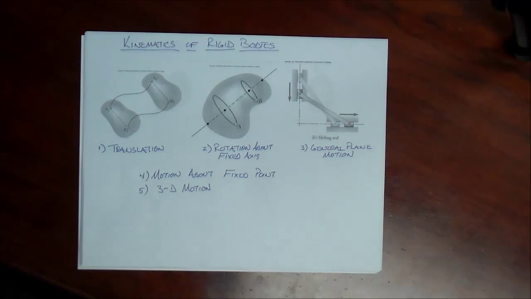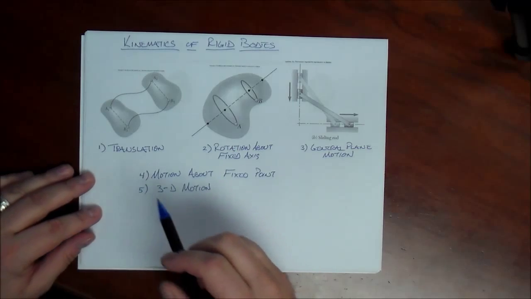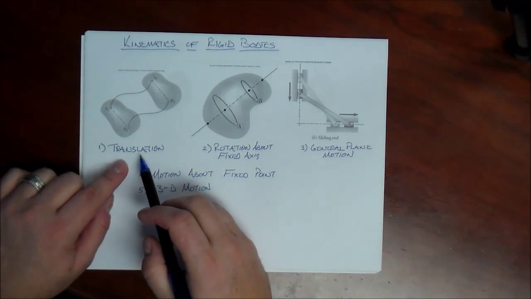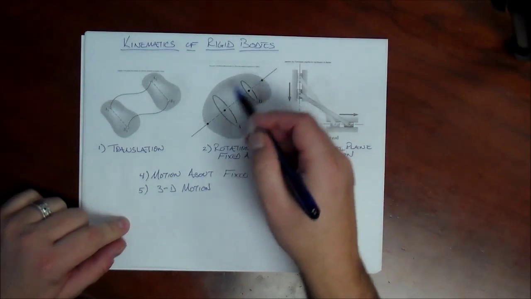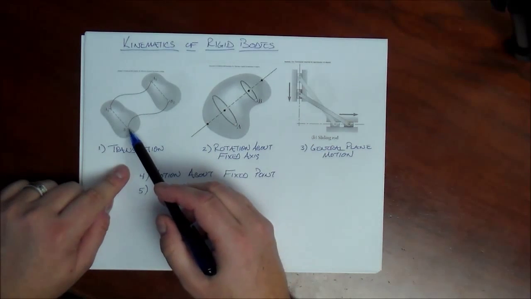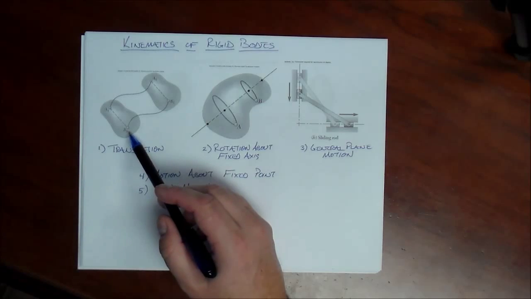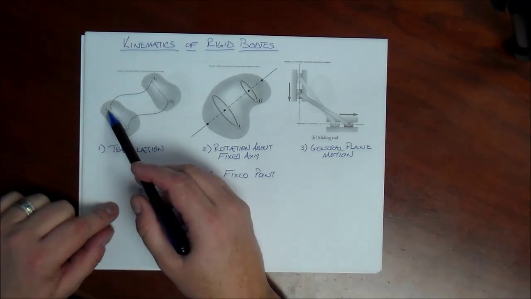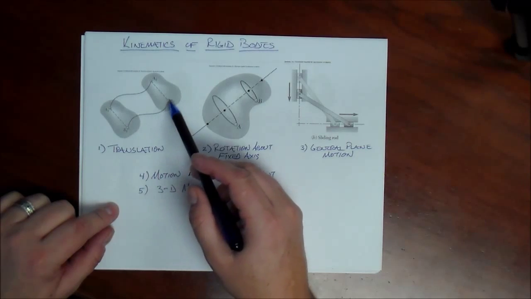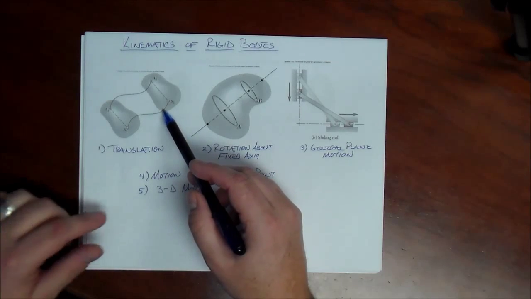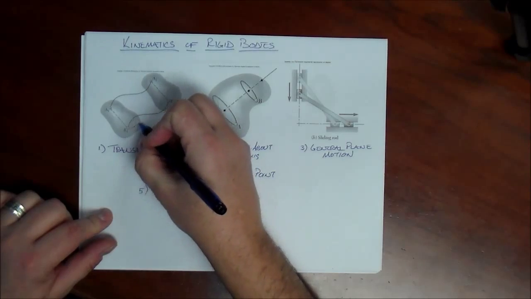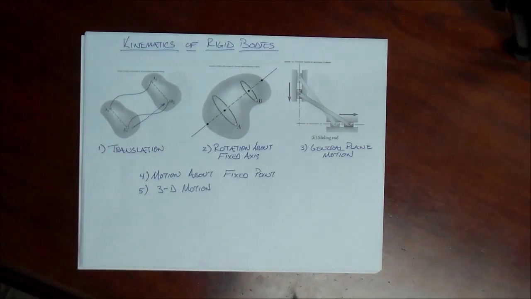You can separate kinematics of rigid bodies into 5 categories generally. The most basic is translation. So this object is an arbitrary rigid body, as is this one. So in translation, points on the rigid body follow parallel paths. These paths may be curved for curvilinear translation, or they may be straight for rectilinear translation.